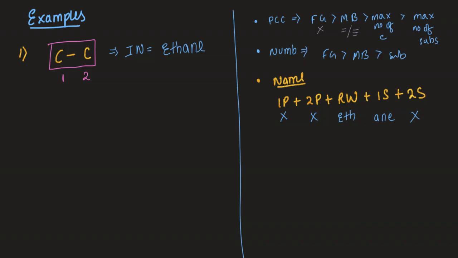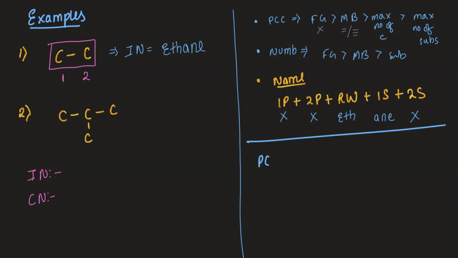Now I will increase the difficulty a little. I'm going to draw a compound like this. Let us try to write down the IUPAC name, as well as the common name, because as the branches increase, there is a chance of having a common name also. So let us understand what the first step is here. The first step is the parent carbon chain. What is the order? Functional group, greater than multiple bond, greater than maximum number of carbons, greater than maximum number of substituents. Do you find a functional group anywhere here?